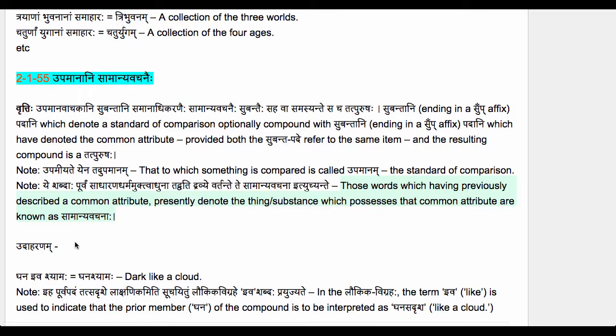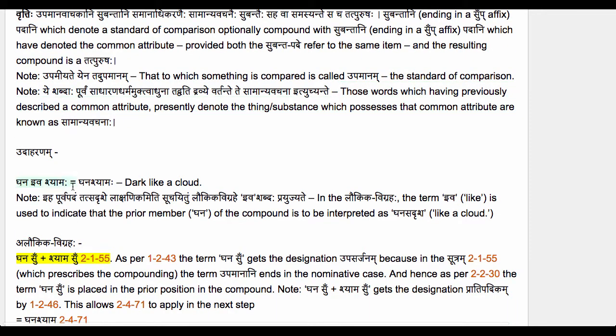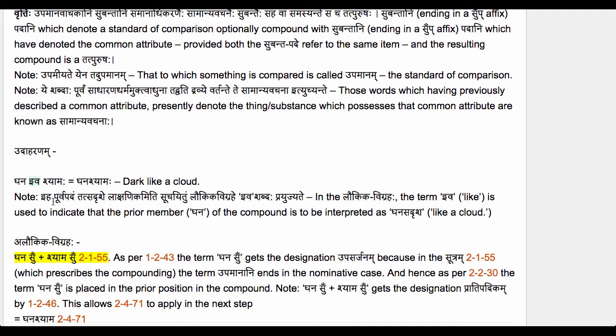It will all become clear when you look at an example. The example here is ghana iva shamaha, ghana shamaha, dark like a cloud. Shri Krishna, dark like a cloud. Note here says that iha purva padam tat sadrishe lakshanikam iti suchayitum laukika vigrahe iva shabdaha prayujyate, which means that in the laukika vigraha, the term iva, meaning like, is used to indicate that the prior member, in this case ghana, of the compound is to be interpreted as ghana sadrisha, like a cloud. That is why even though iva is not a part of the compound, that iva is put in the laukika vigraha in order to show that ghana stands for ghana sadrisha. So ghana is lakshanikam for ghana sadrisha. That is what the iva tells us.